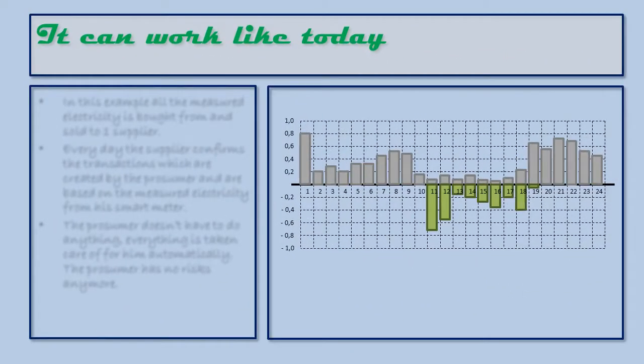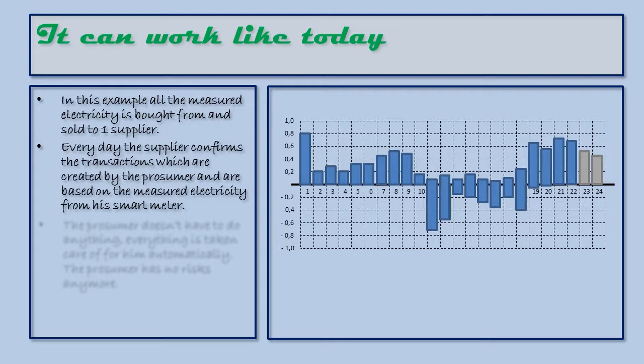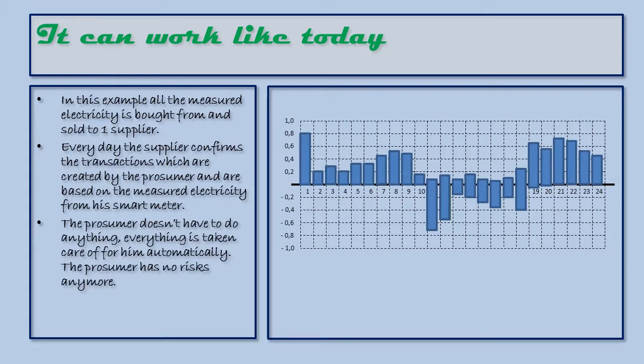It can work like today. In this example, all the measured electricity is bought from and sold to one supplier. Every day, the supplier confirms the transactions which are created by the prosumer and are based on the measured electricity from his smart meter. The prosumer doesn't have to do anything. Everything is taken care of for him automatically. The prosumer has no risks anymore.